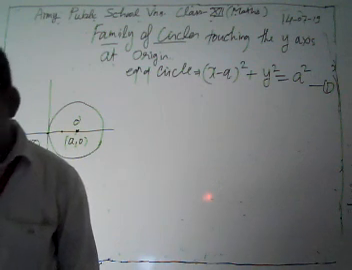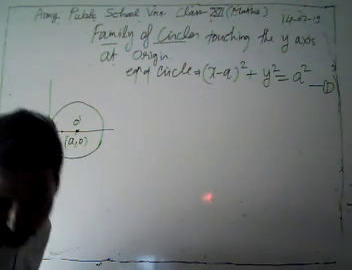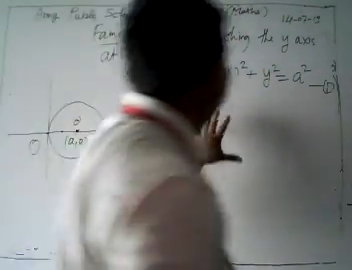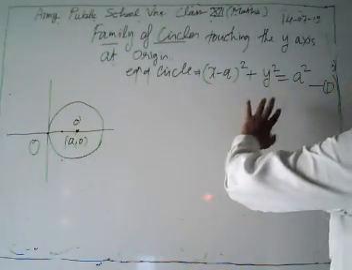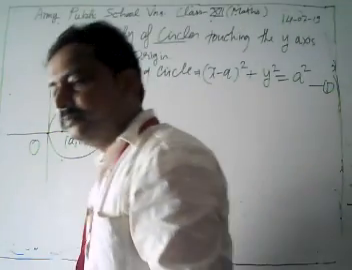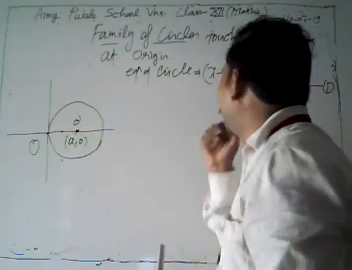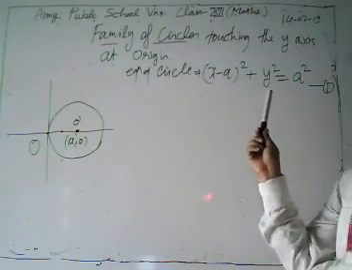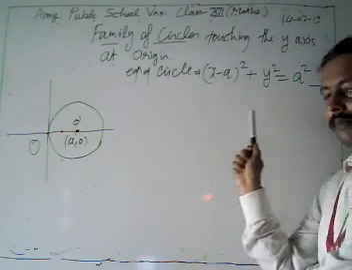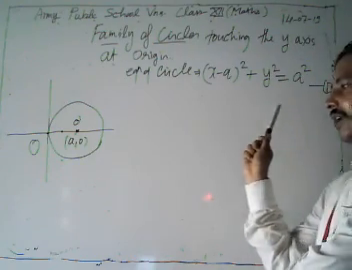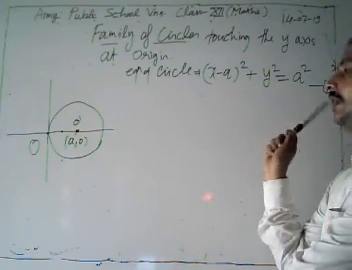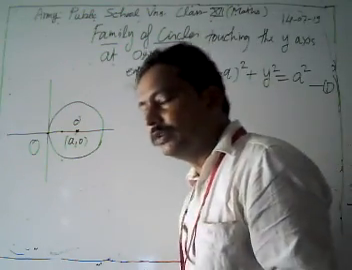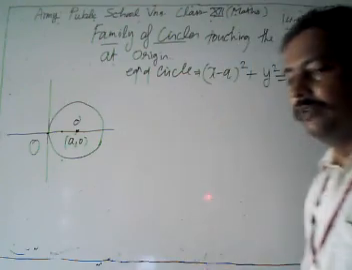From the given criteria, we get the equation of the curve: (x minus a) square plus y square equal to a square. Look, how many parameters are there? Here we have only one parameter, a. Then to find its differential equation, we just have to differentiate it once.